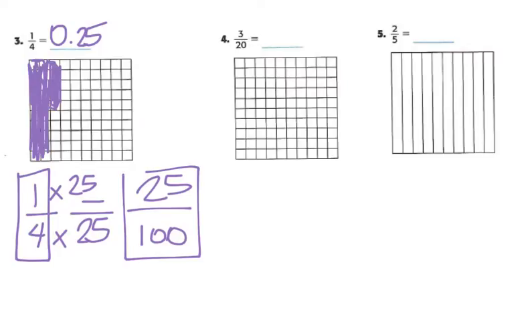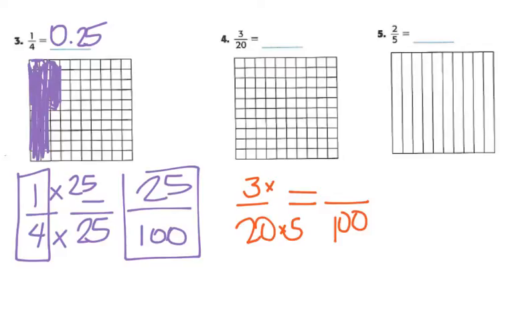Okay. In the next problem, I have 3/20ths. I'm going to do the same thing. I have to get my denominator of 20 to actually be a denominator of 100, because then it's easy to figure out how to write that as a decimal. So 20 times what equals 100? Oh, I can skip count by 20s. 20, 40, 60, 80, 100. So 20 times 5 equals 100. Therefore, I would multiply 3 times 5 also.